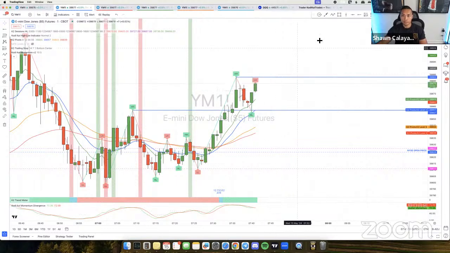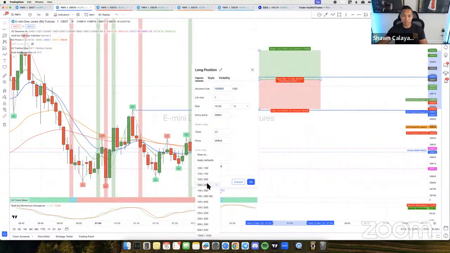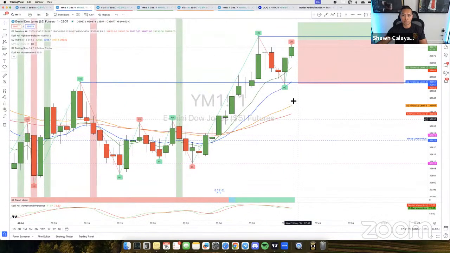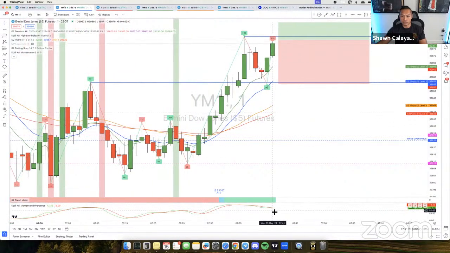So again, I'm looking for the divergence, guys. If I can get the divergence, that's my main goal. I'm looking for the divergence. I don't really care about the high-low scalps. High-low scalps are okay, but I'm looking for the divergence. That's mainly what I'm focusing on here.